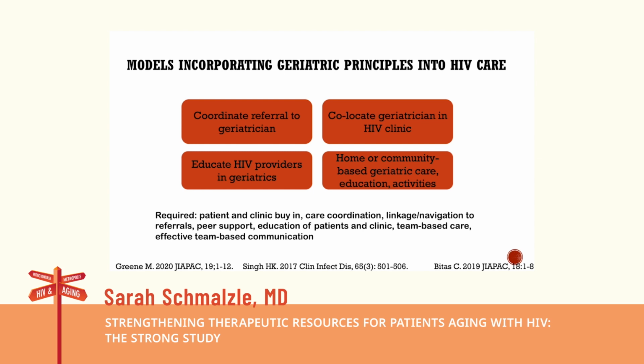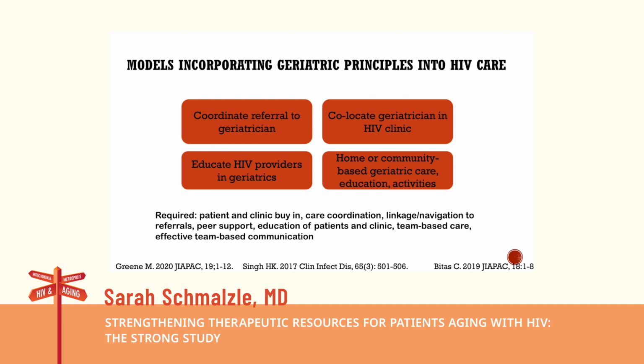How to choose a model seems to depend first on whether you have access to a geriatrician or not. If so, you can set up a coordinated system to refer out to them. Alternatively, you can bring in a geriatrician to your HIV clinic. But if you don't have a geriatrician available that is able to accommodate your volume of expected new geriatric consults or to join you, you're left to learn pertinent geriatric concepts and assessments and apply them in your own clinic, which is what we did in our STRONG demonstration project.